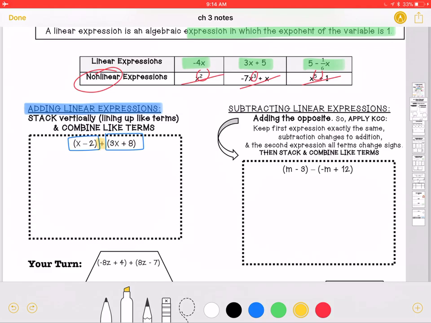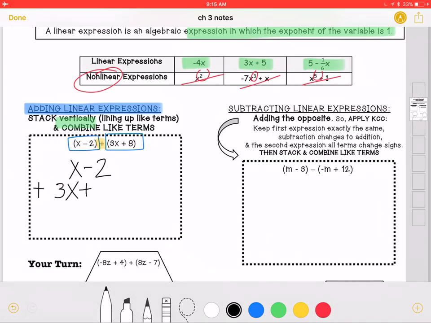So these are each linear expressions. We have the linear expression x minus 2, and then another one, 3x plus 8. We're going to stack them vertically. Vertically means on top of each other. Just like you would add two 3-digit numbers, we would stack them on top of each other. So I'm going to write x minus 2 plus 3x plus 8. Now notice, I'm lining up like terms.